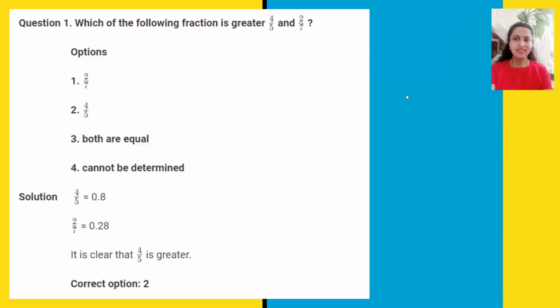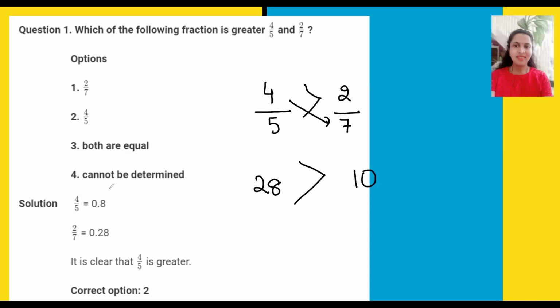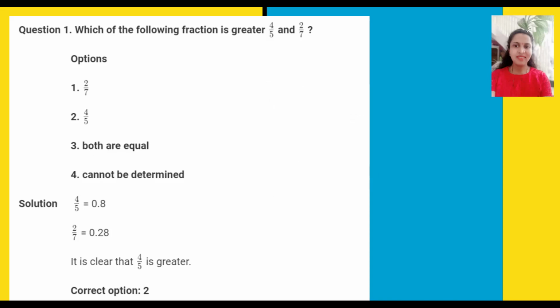Which of the following fractions is greater? 4 by 5 and 2 by 7. See, here the difference is different. So just cross multiply. 28 here and 10 here. So 28 will be bigger, so this will be bigger. Okay. Or another method you all know is the conversion into decimals.